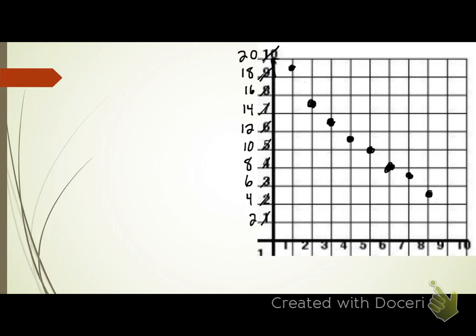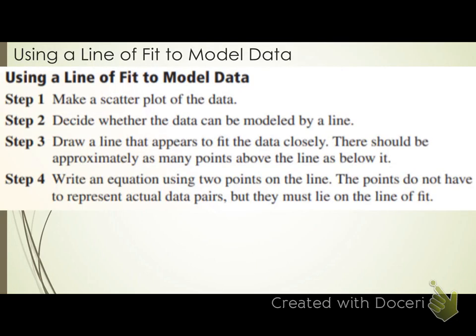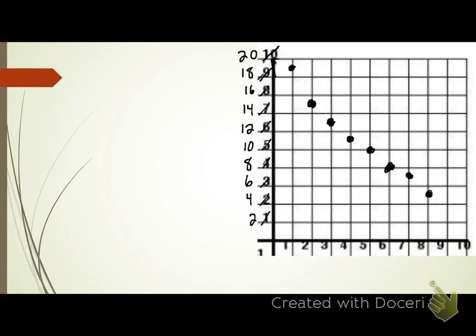Any questions on creating the scatter plot? We're all okay? Graphing ordered pairs like I said earlier. Okay, step 1's done. I've created my scatter plot. What does step 2 tell me? Decide whether the data can be modeled by a line. So I've got to see what type of correlation we have here.